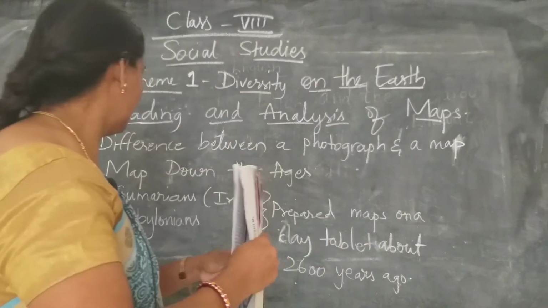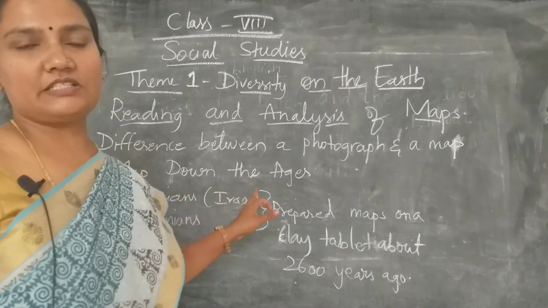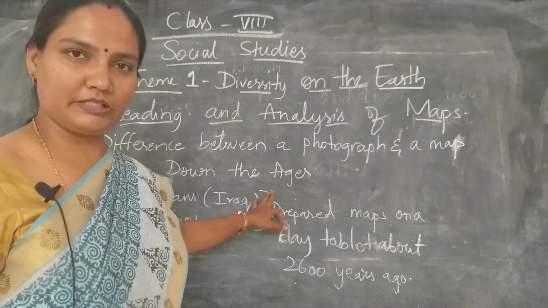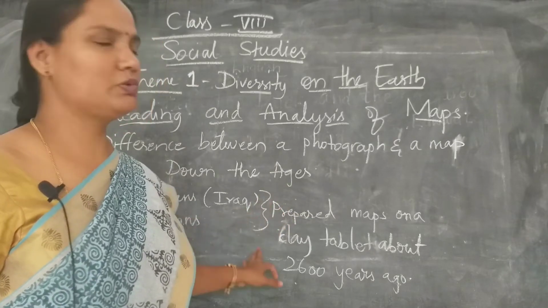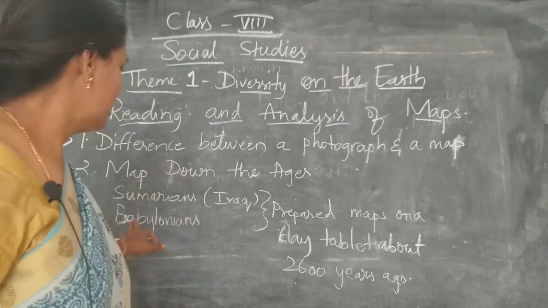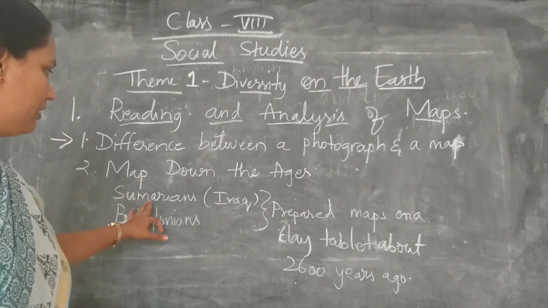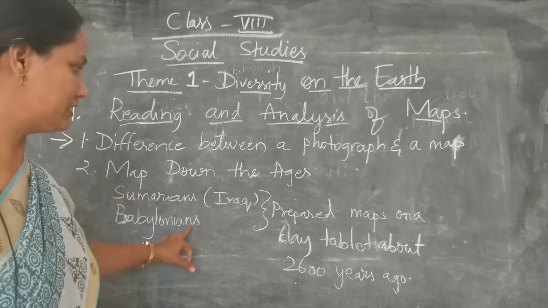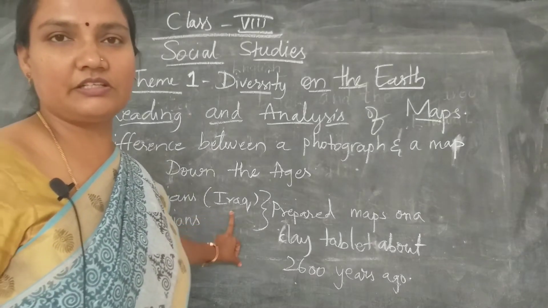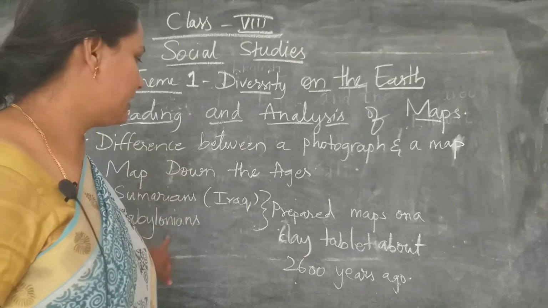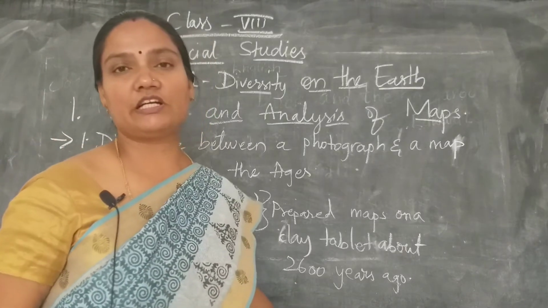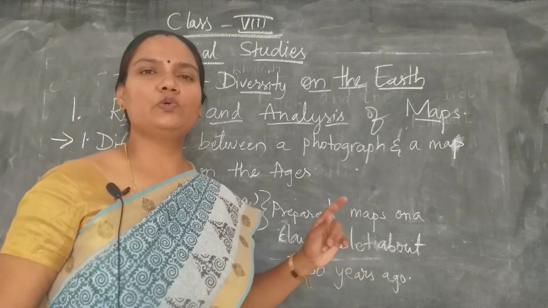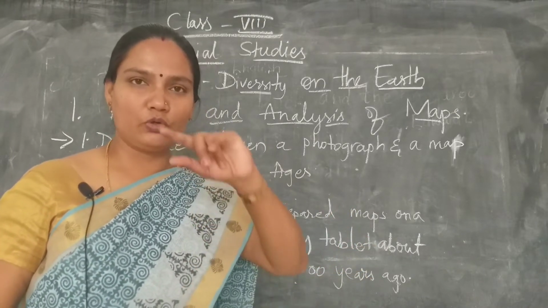Okay, children? Now we will discuss how this work of maps was started by people, when they started and who actually started it. Okay, so these maps were started for the first time by the Sumerians and the Babylonians, people of present-day Iraq. They started this about 2600 years ago. At that time there were no papers, pens, children. So they used a clay tablet to draw the maps.